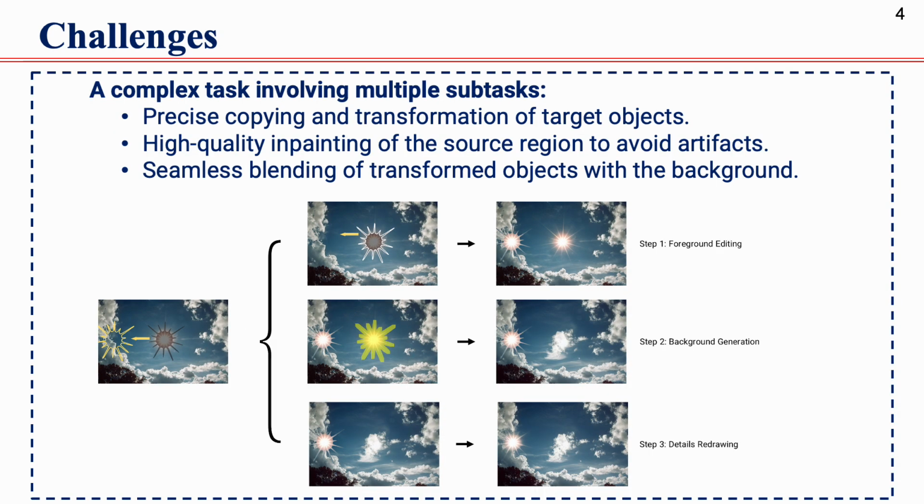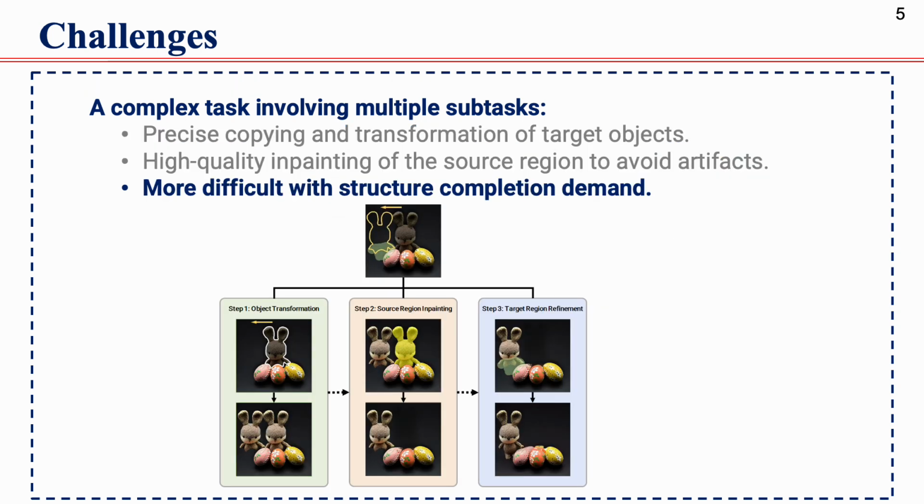Geometric editing is a highly challenging task that can be viewed as a complex synergy of multiple subtasks. First, it requires precise copying and transformation of the target object from its original location to the desired position. Second, it demands high-quality inpainting of the source region to avoid introducing artifacts. Finally, the transformed objects must be optimized to blend seamlessly with the background. This task can be more difficult if there is structural completion demand. For example, the rabbit here is incomplete after moving leftward, and we need to complete it to generate a real image.